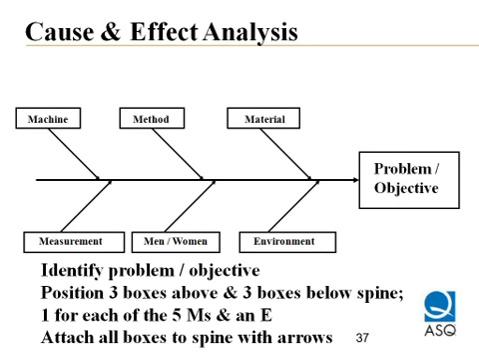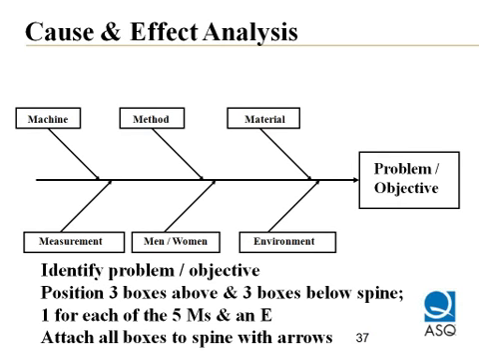This is known as the fishbone diagram, and a lot of people say that the inputs are the 5 M's and the E: machine, method, material, measurement, men and women, and environment. Each of those factors needs to be considered as to why something is occurring, the problem or the objective. What we do, as you can see at the bottom of the graphic, is identify the problem or objective.